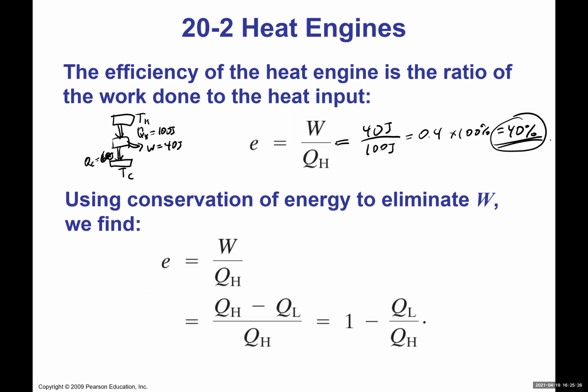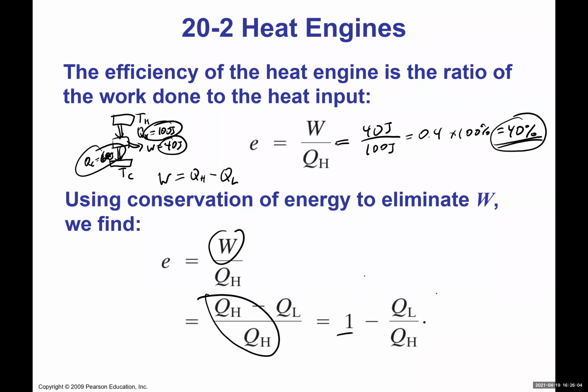Okay, so another way we can represent this equation is this. W is the work done. Out of 100 joules, 40 joules is the amount of converted energy, and 60 joules is the amount of exhaust energy. W is the difference between QH and QC, or QL, Q low. Remember, QC and QL are the same. So if I replace W with that difference, QH minus QL divided by QH, I can represent it as 1 minus QL over QH.